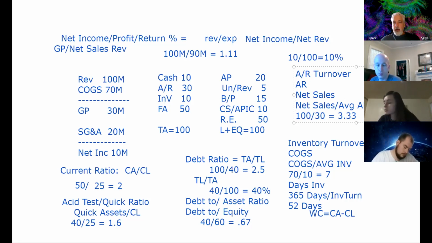So what's happening? On average, I'm getting paid every how many days? Let's calculate that out. 365 divided by 3.33. On average, I'm getting paid every 100 odd days. Let's see, how many days is that? Every 108 days, 109 days. On average, every 109 days, 100% of my receivables are being paid.